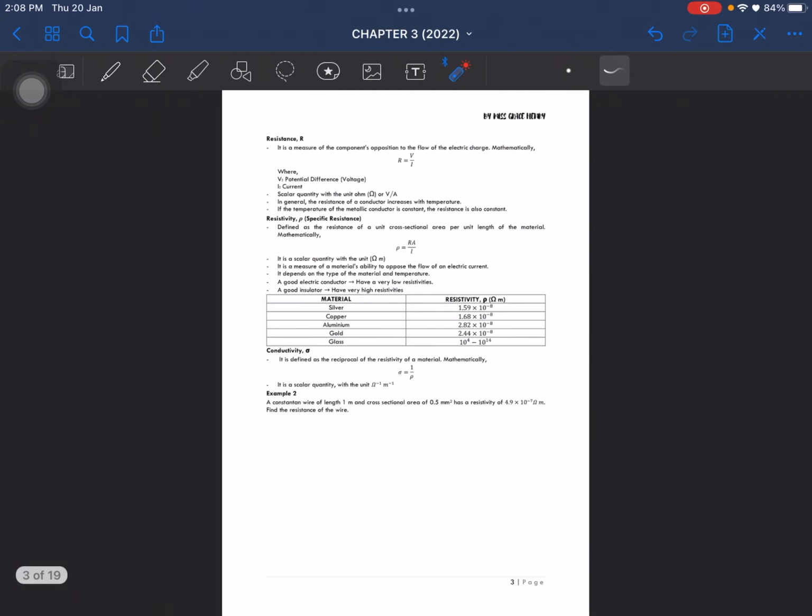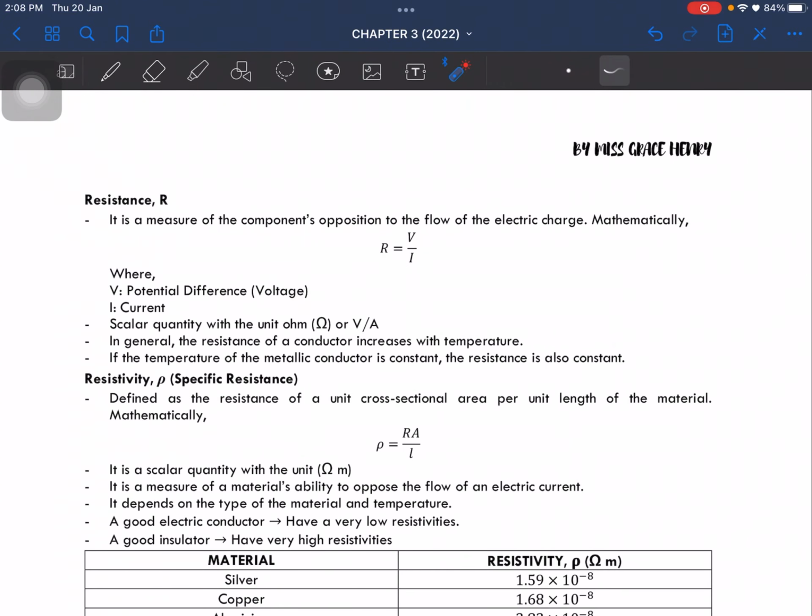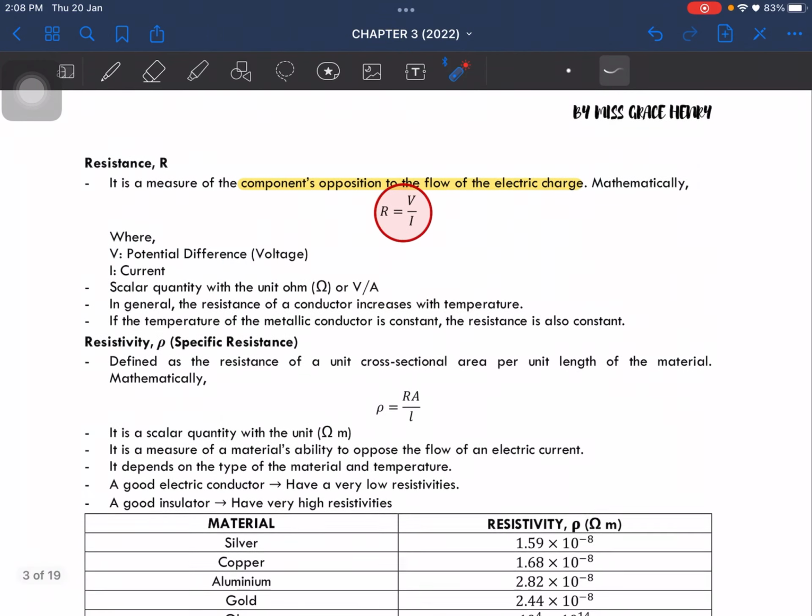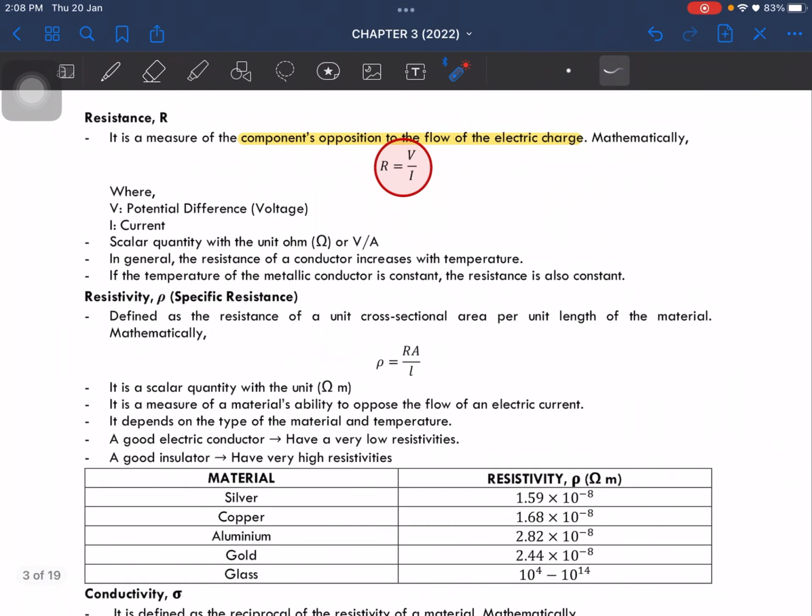Alright, now resistance. It is a measure of the component's opposition to the flow of the electric charge. So it is the magnitude of how much it opposes. Mathematically we can calculate that by using this equation here, where V is the potential difference, which is voltage, and I is current. It is a scalar quantity with the unit ohm, or you can write volt over ampere, but usually we just write ohm.